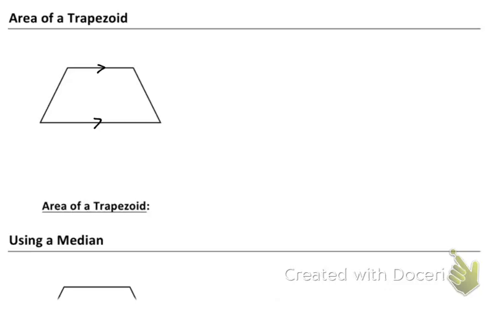So right now we have it in the traditional shape, and we are going to say that our top base, or our shorter base, is going to be 2. Our longer base is going to be 6. And our height is going to be 3.